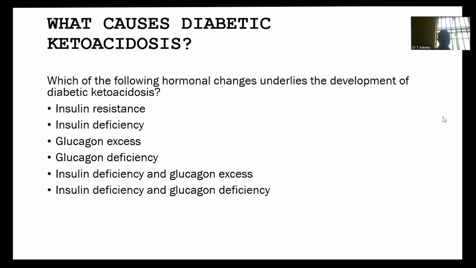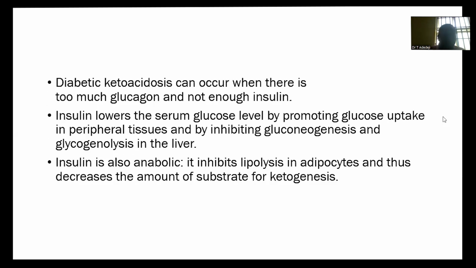Now, what causes diabetic ketoacidosis? Looking at the following possibilities, which one do we think is the cause? Insulin resistance, insulin deficiency, glucagon excess, glucagon deficiency, insulin deficiency combined with glucagon excess, or insulin deficiency coexisting with glucagon deficiency. Let's look at them one by one. Diabetic ketoacidosis can occur when there is too much glucagon with not enough insulin. That's the pick.